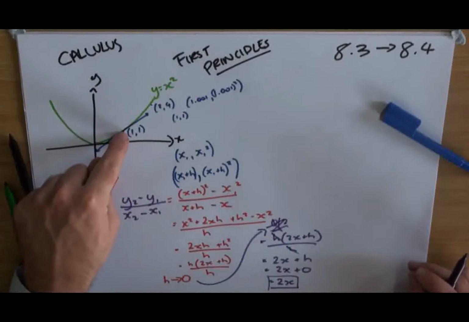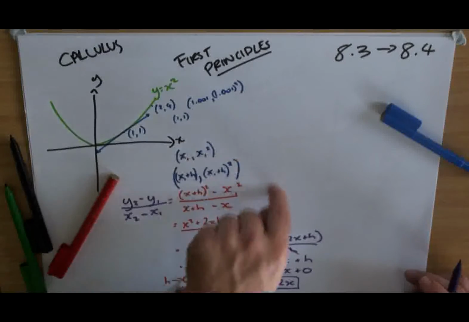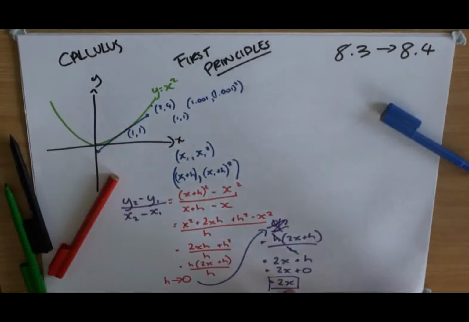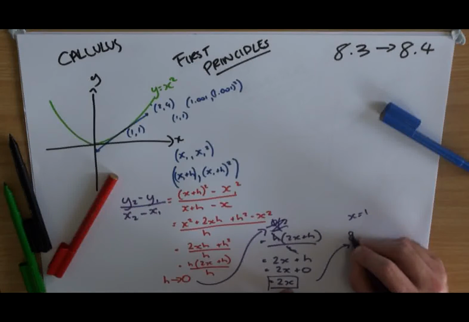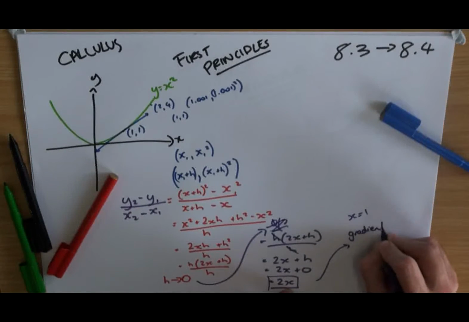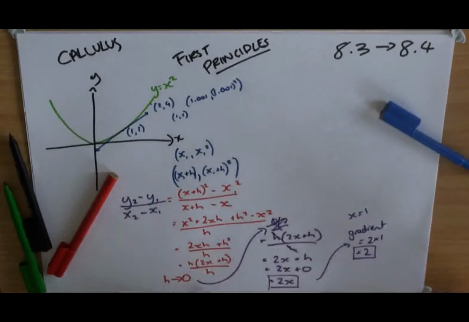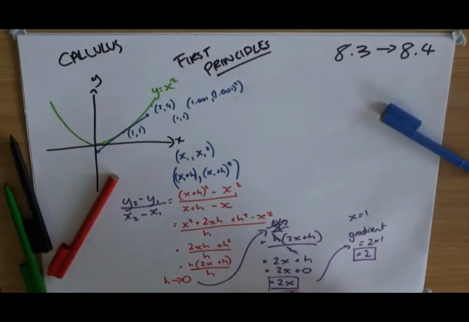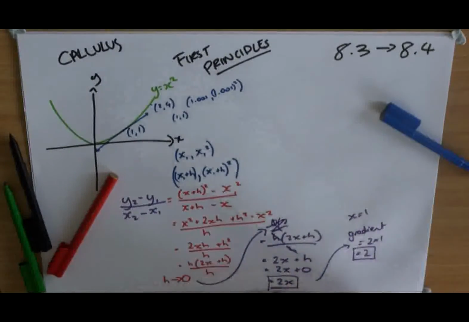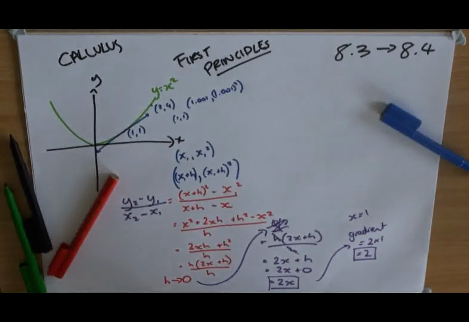What if I were to make my x point be 1? Then I can put my 1 here, and that's going to translate all these to 1s, and when x equals 1, the gradient is going to be 2 times 1, which is 2. So for whatever I put in, 1, 2, 3, 5, that 2x is going to be able to determine what my gradient is. So this is from first principles.